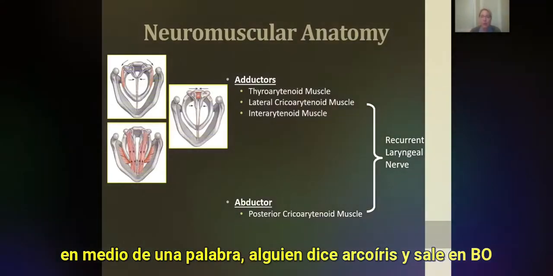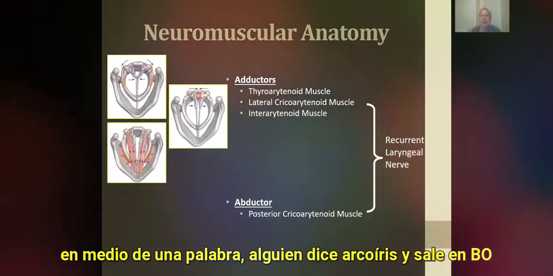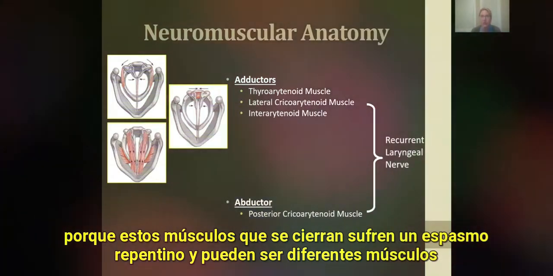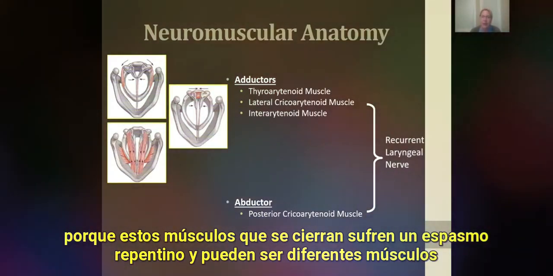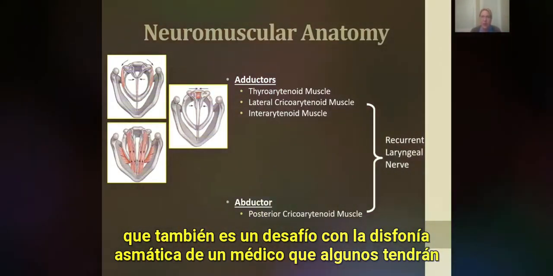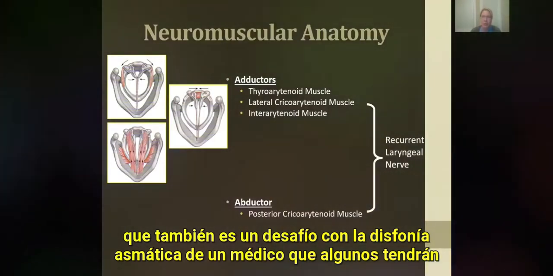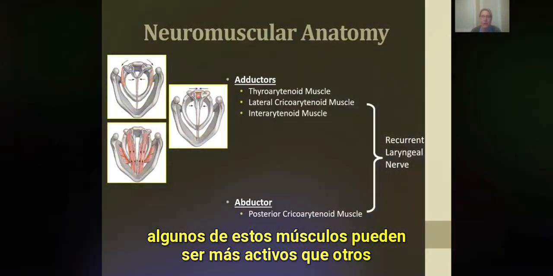So in the middle of a word, someone's saying rainbow, and it comes out broken because these closing muscles suddenly spasm. And it can be different muscles, which is also a challenge with adductor spasmodic dysphonia, that some of these muscles can be more active than others.